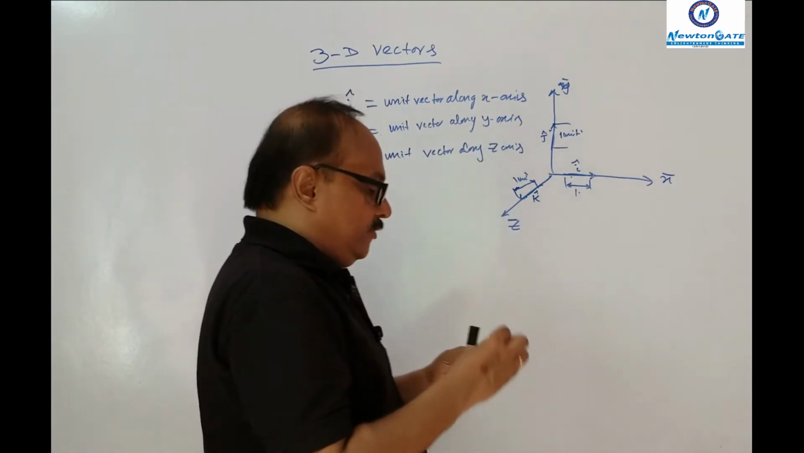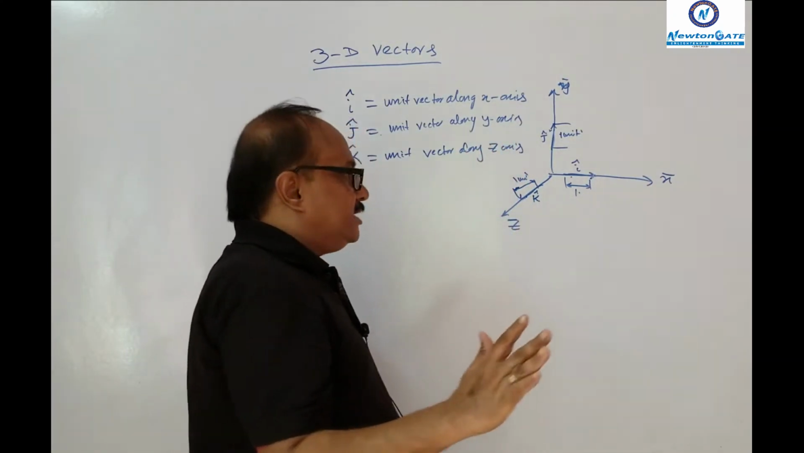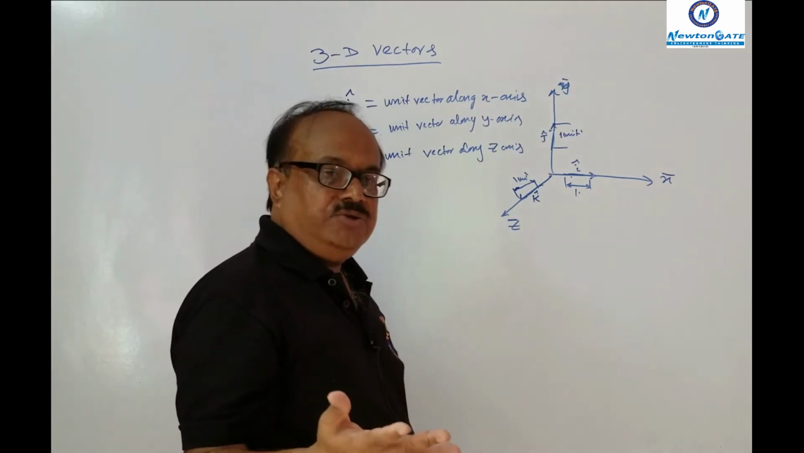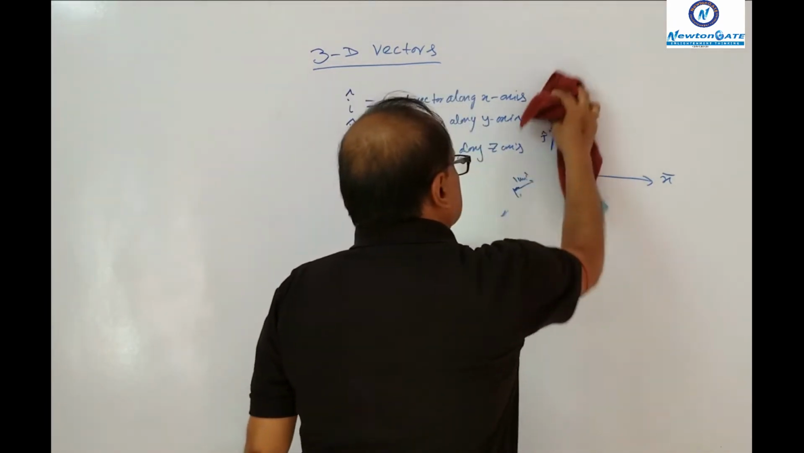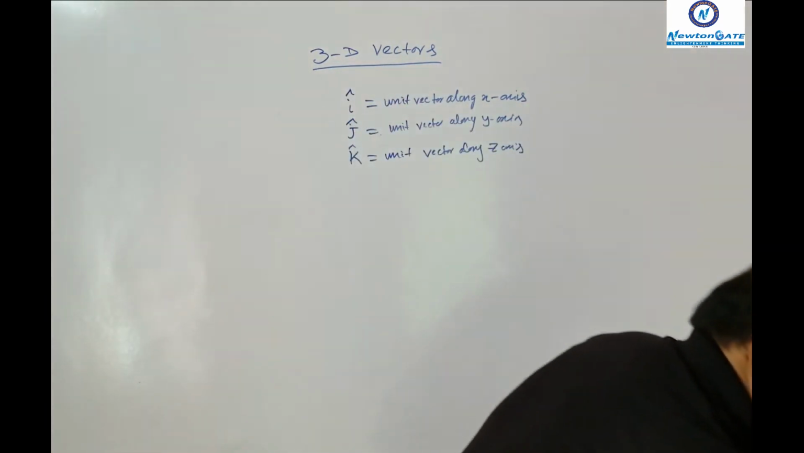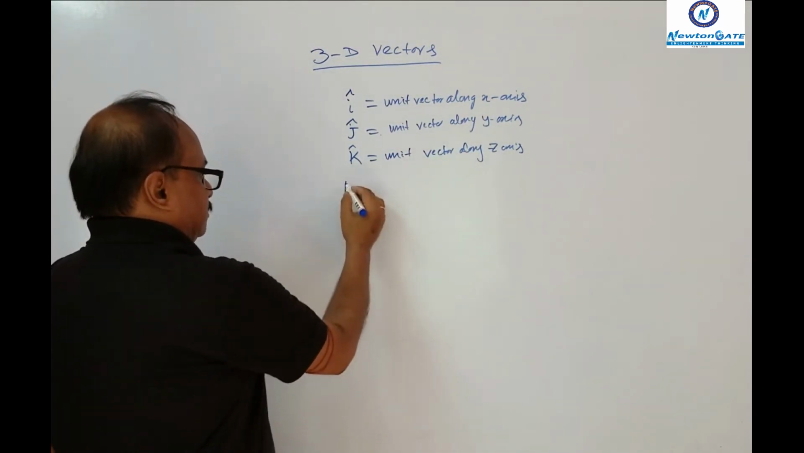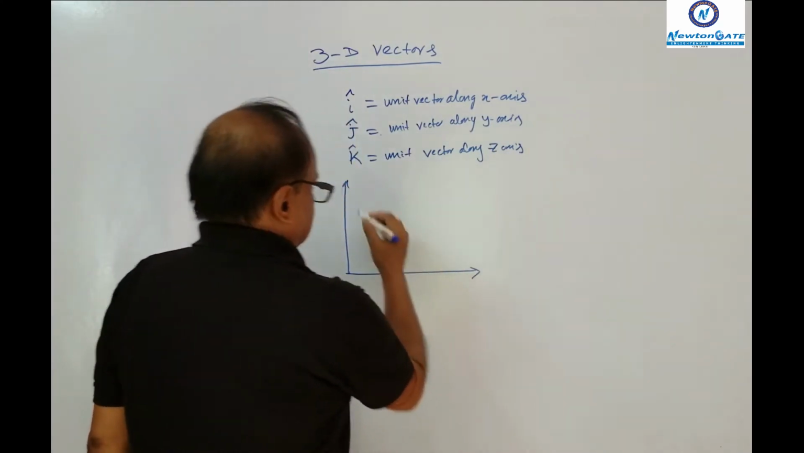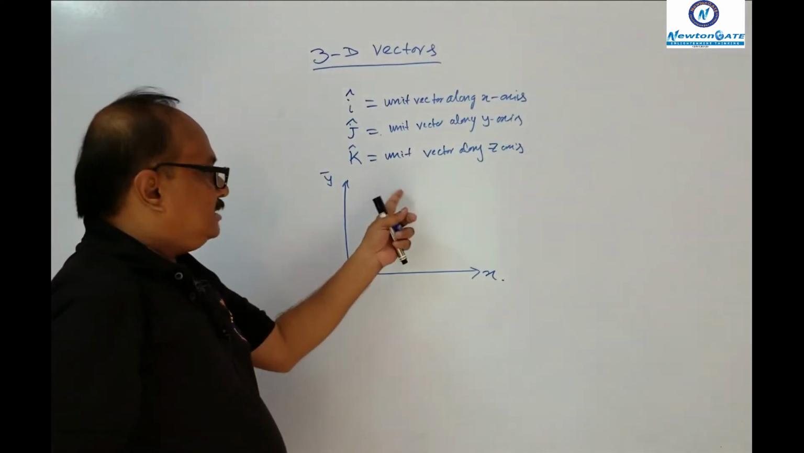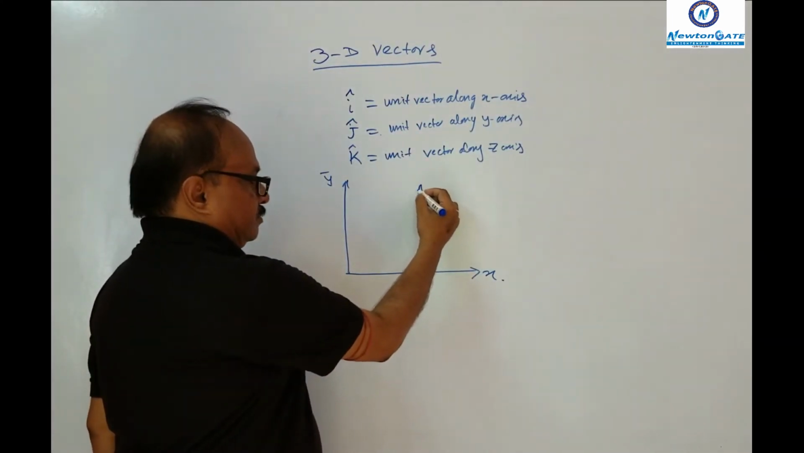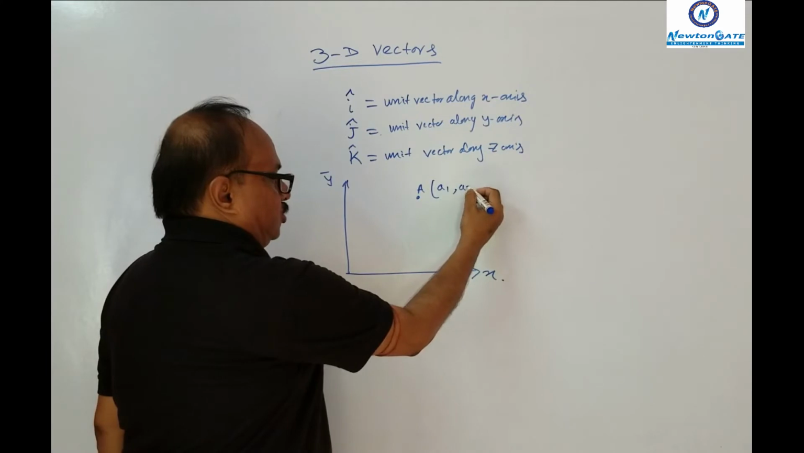Now, as I told you, I will convince you first with the help of two dimensions. Then I will explain the third dimension. For the third dimension I have nothing to explain, I will just add it. So let's do this two dimensionally first of all. This is our x-axis and this is your y-axis. Suppose you have a point over here, and point A has coordinates A1, A2.